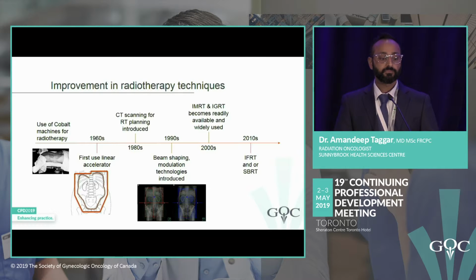And also, by the 2000s, we're talking about even more advanced techniques called stereotactic, where we can identify the target more precisely and have even smaller margins around the radiation rather than giving the entire abdomen.